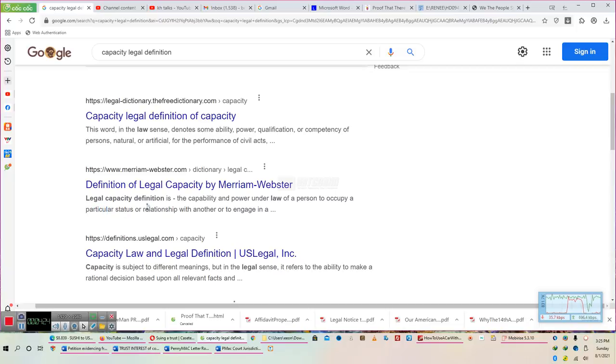Here's another legal definition. The capability or power under law of a person to occupy a particular status in relationship to another, or to engage in and so on. I assure you, it's all about capacity. Thus, it's all about trust. Because in a trust relationship, you sit in a certain capacity.